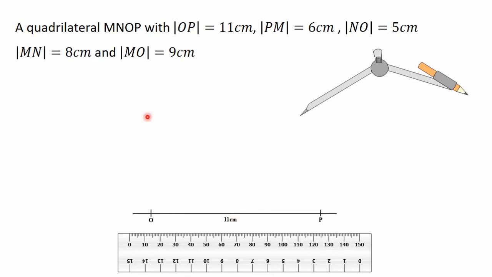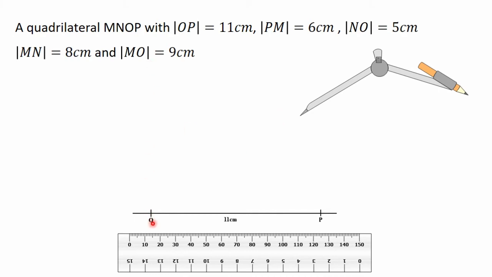One thing that you have to note about constructing a quadrilateral is that no matter which side you choose as the base, you have to always construct the quadrilateral such that the vertices will be in the same order as it was given in the question. In the question, the vertices were given in the order M, N, O, P. So no matter which side you choose as the base, the vertices should also follow the same order.